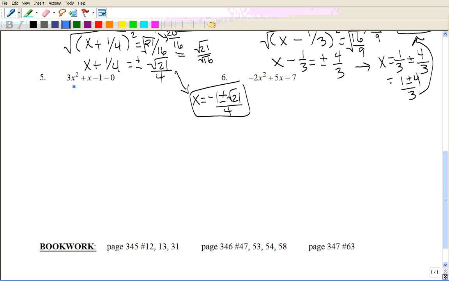Okay, so number 5, we have 3x squared plus x minus 1. So a is 3, so I want to factor out that 3. So I have 3 times x squared plus, so 1x divided by 3 is 1/3 x, and negative 1 divided by 3 is negative 1/3. Divide both sides by 3, so we get x squared plus 1/3 x minus 1/3 equals 0. Move your constant term over.